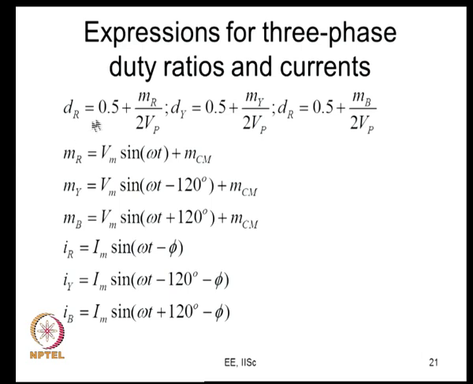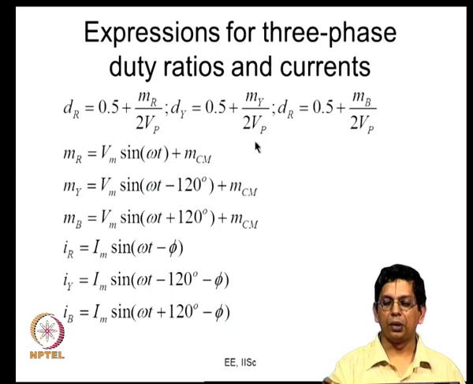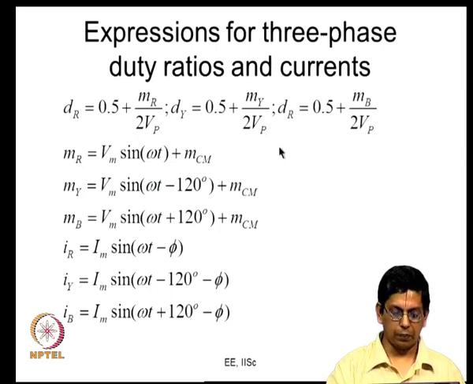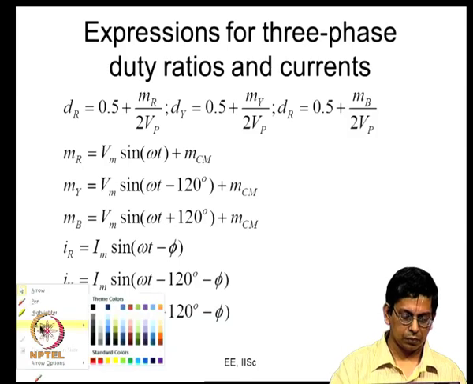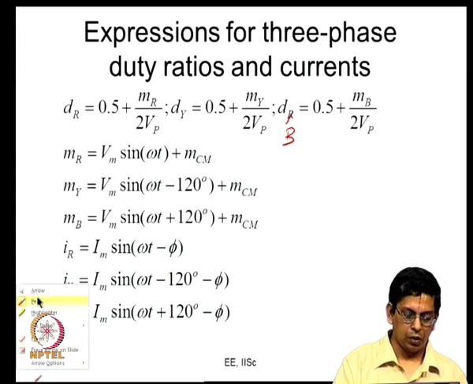So, if you have dr, you have the modulating signal MR. So, that is MR divided by 2 Vp, where Vp is the peak of the carrier. The carrier is assumed to vary from plus Vp to minus Vp. So, MR by 2 Vp plus 0.5, that is the duty ratio. The same way, the duty ratio of Y phase can be given as 0.5 plus My by 2 Vp. I am sorry, this should be dB, please correct that, that has got to be dB. So, this is dB, yeah, thank you.